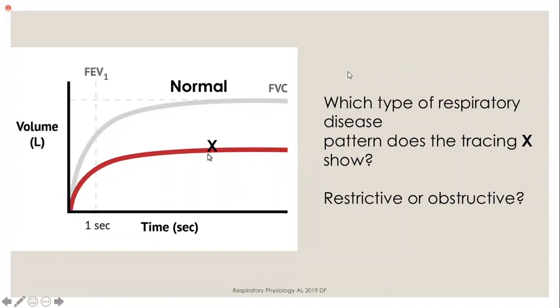And the key to identification of this pattern is the shape is the same as the normal graph, but the forced vital capacity is very much reduced. And in comparison to that, FEV1 is okay. So if you look at this graph, this is that of a restrictive lung disease, the pattern. Obstructive lung disease is different. It's more or less a linear graph that you will see in obstructive disease.